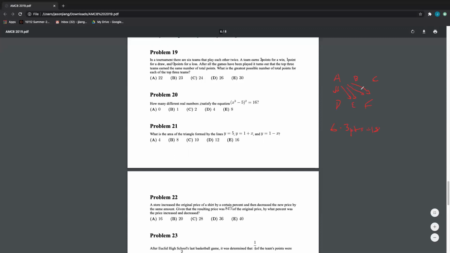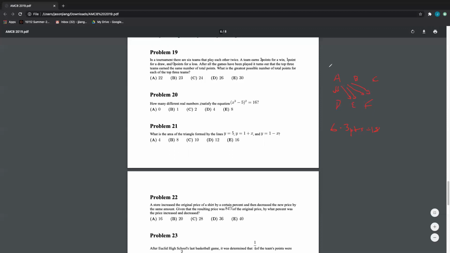Assume that B and C also dominate D, E, and F, getting 18 points each. So now we just have to think about what happens when A, B, and C face each other. We don't have to worry about D, E, and F facing each other because they don't affect our top teams. For this, we kind of have to see if ties are better or wins and losses are better.